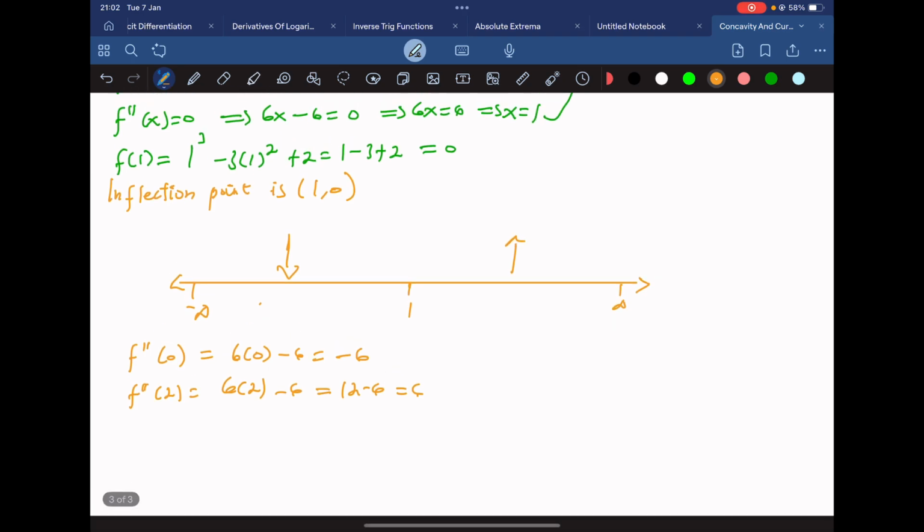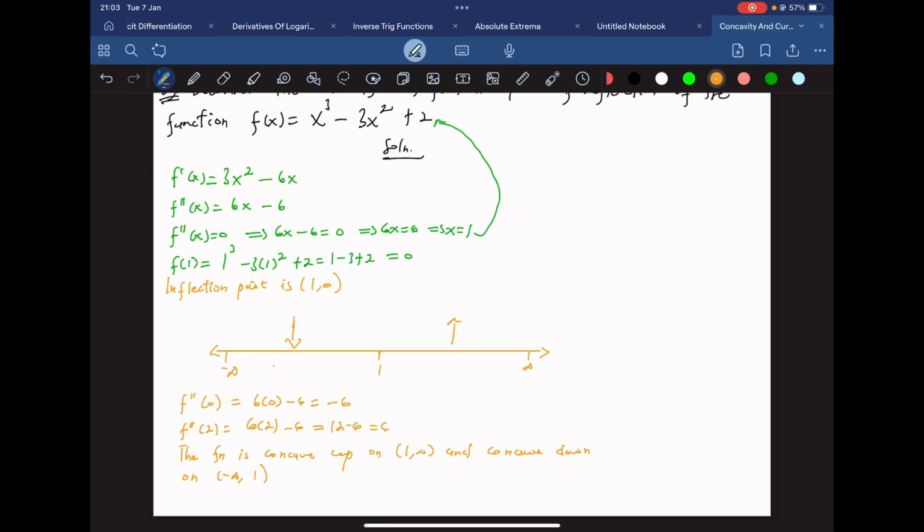So you can conclude that the function is concave up on 1 to infinity and concave down on negative infinity to 1. I hope this is clear.